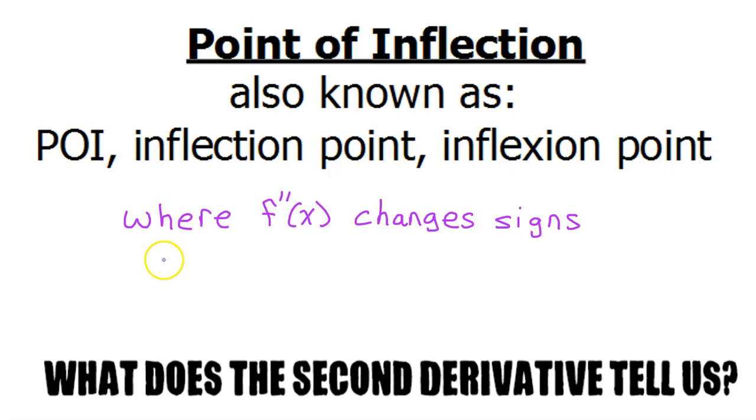There are two ways to define a point of inflection. Of course, a point of inflection is where f of x changes concavity. However, this is the definition that we use most often in calculus. A point of inflection is where f double prime changes signs. So if I were to stop you in the street and ask you, hey, what's a point of inflection? I want you to say, well, that's where f double prime changes signs.